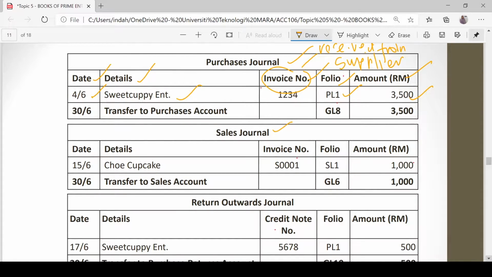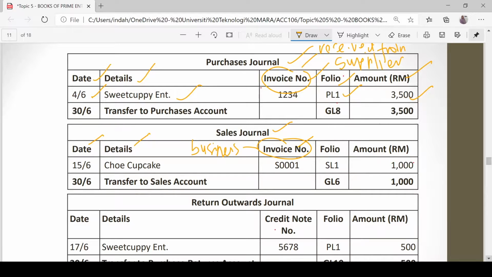So we have the title here, and then we have the date, details, invoice number. This one comes from our business. We are the one who prepare the invoice and then we give it to our customer. So we are the one who create the invoice number, so we record the invoice.